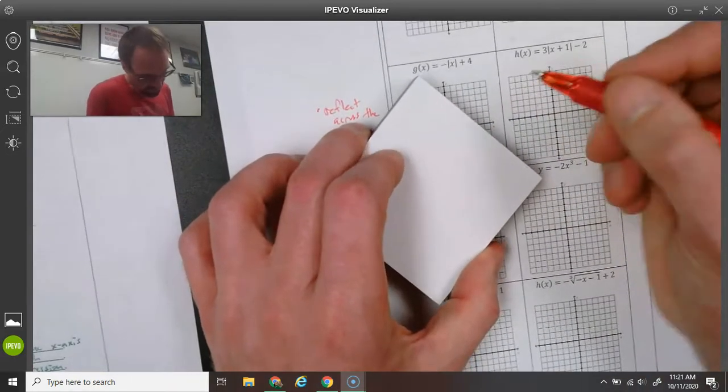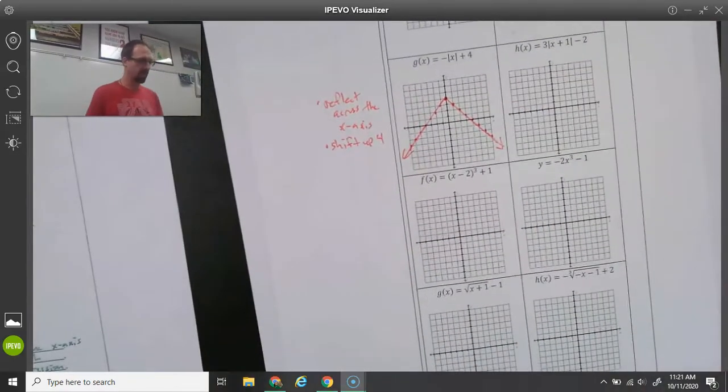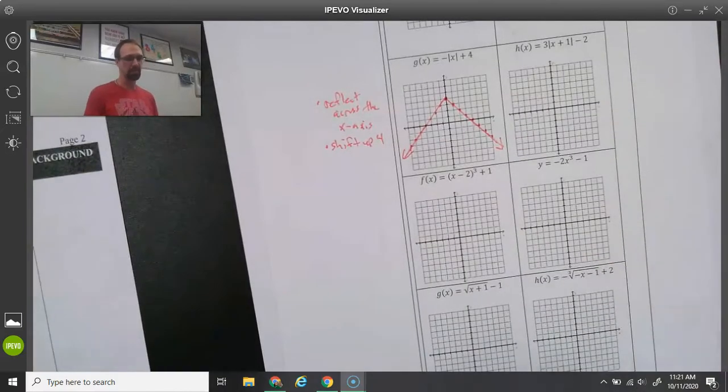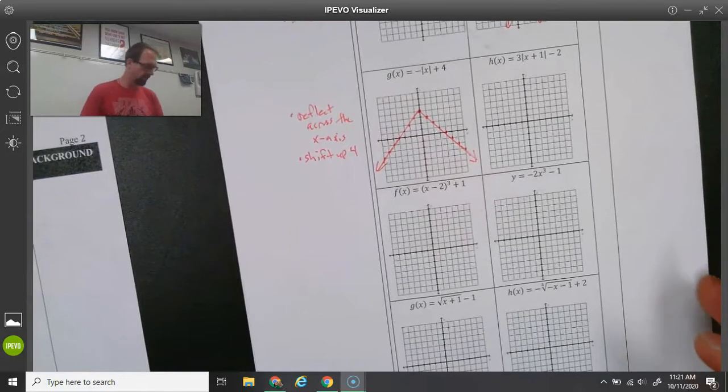Notice that I'm not using my graphing calculator to help guide me. I'm using my knowledge of this, and then I would be checking with my graphing calculator. There's an important distinction between those two. Using the graphing calculator as a tool to check your work is good, as opposed to relying on it for your work. H of x, we finally get a value of a.